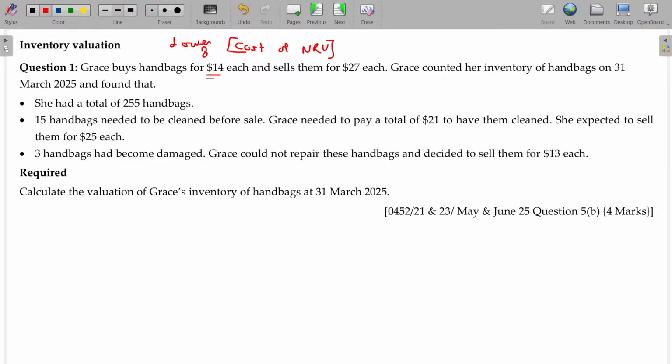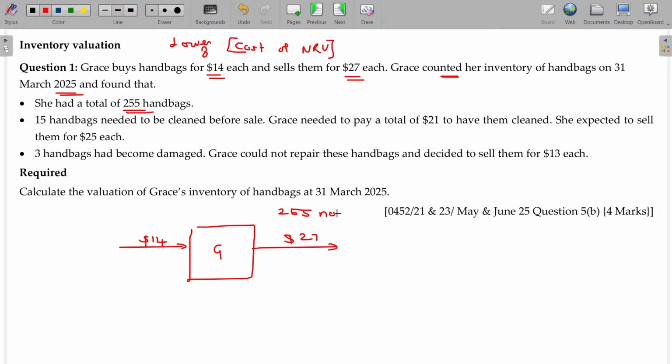Grace buys handbags for $14 and sells them for 27 each. Okay. Grace buys for $14, sells for $27. Grace counted her inventory of handbags on 31st March 2025 and found that she had total 255 handbags. How many units she has? 255 bags she has.